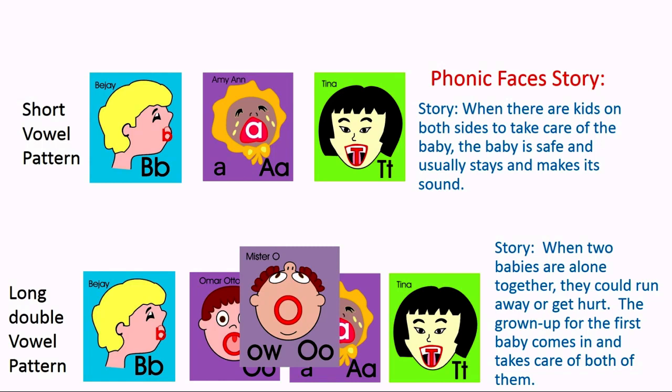They could get away because there's only one on the left and one on the right. There's nobody in the middle to try to catch those babies, and they could run away. So the O comes in and takes care of both of them. And so you make the grown-up O sound, boat, boat. So they can see that there are two vowels in the word, but only the first one's grown-up gets to make the sound.